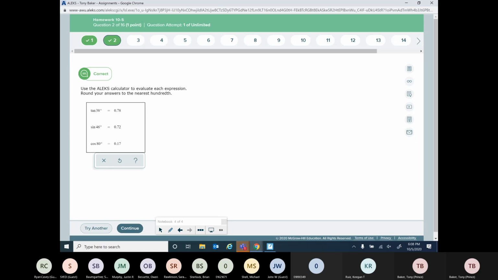Tangent can be any of them, so tangent can actually go through all the numbers. The closer you get to 90, the bigger the number is going to be. So you do want to keep that in mind. Sine and cosine are only between -1 and 1.